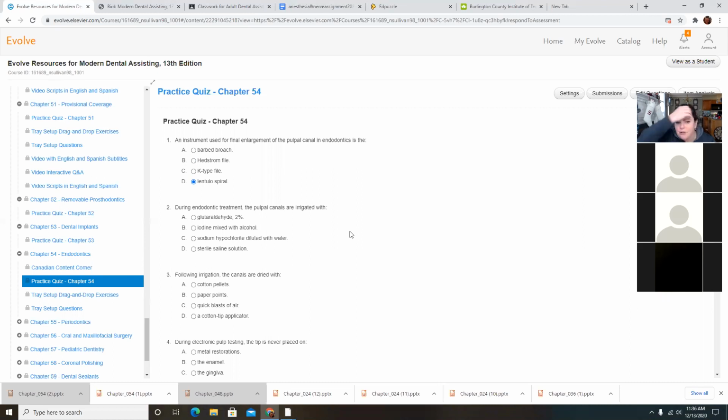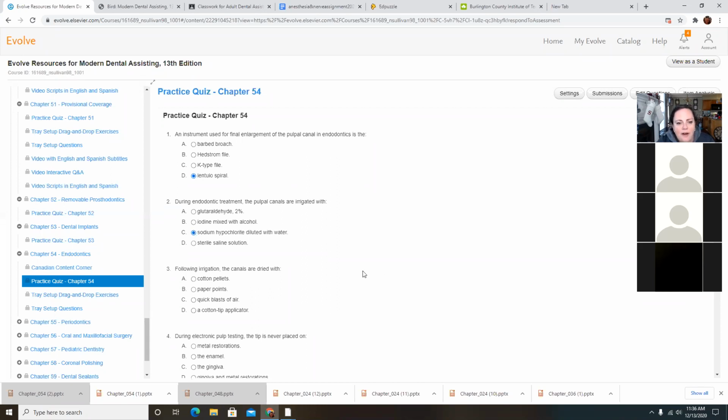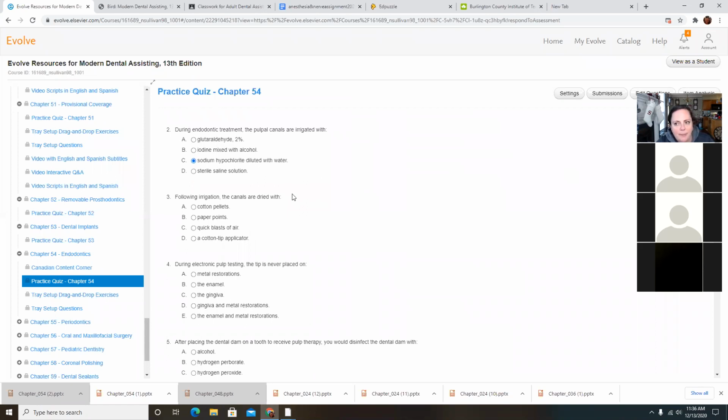All right. During endodontic treatment, the pulpal canals are irrigated with what? Sodium hypochlorite diluted with water. Correct. Following irrigation, the canals are dried with paper points. During electronic pulp testing, the tip is never placed on the, what would you not want to burn in the mouth? The gingiva. Or on metal, because of galvanization, okay? Because you could create an electric shock.